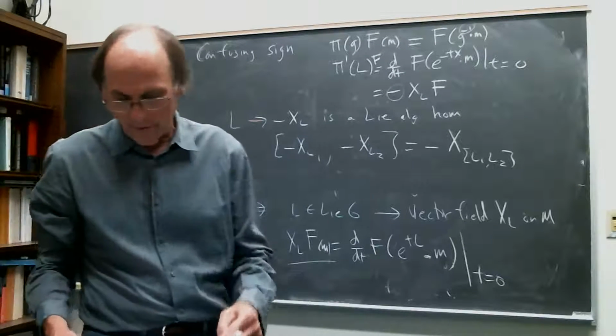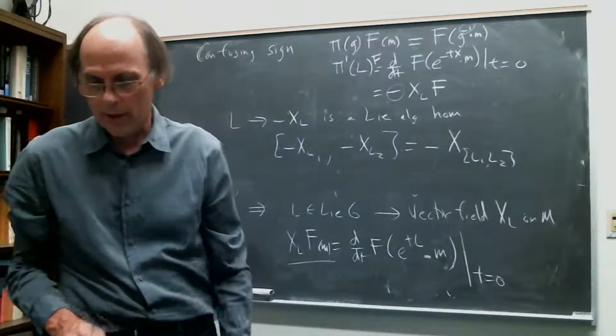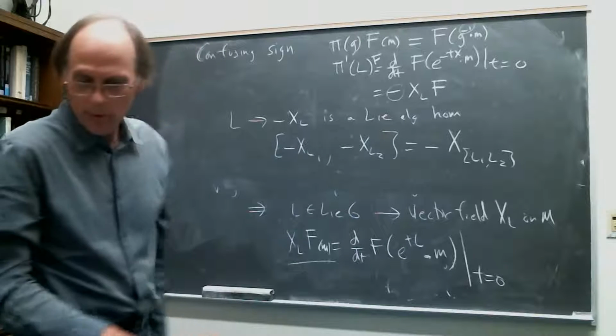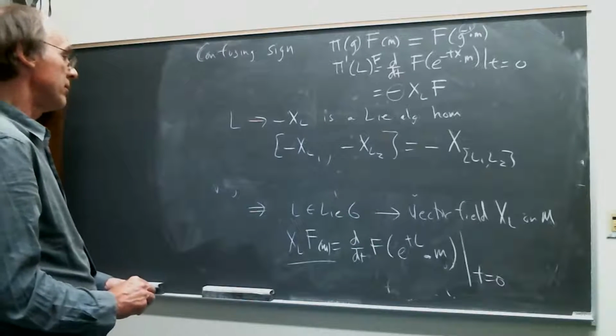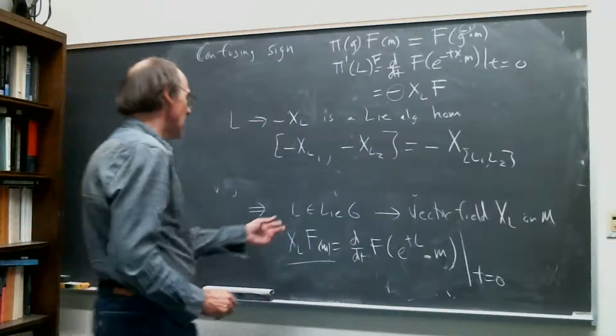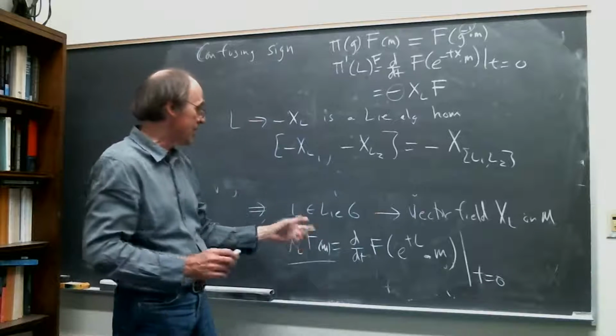Okay, so now we finally get to the main point here. So what we want to do. Okay, so whenever we have a group acting on a phase space, we have a map.